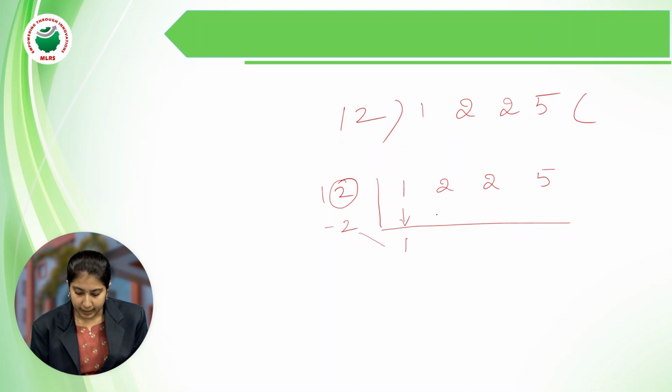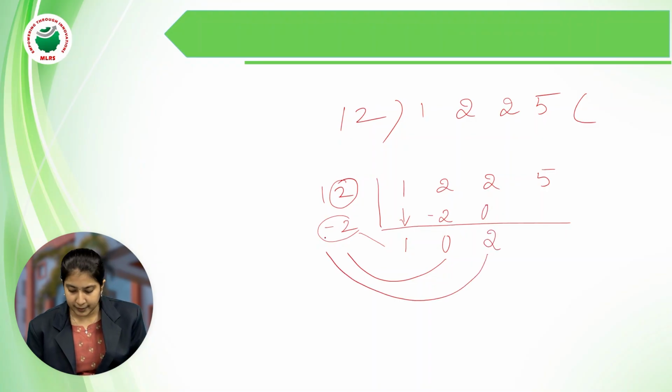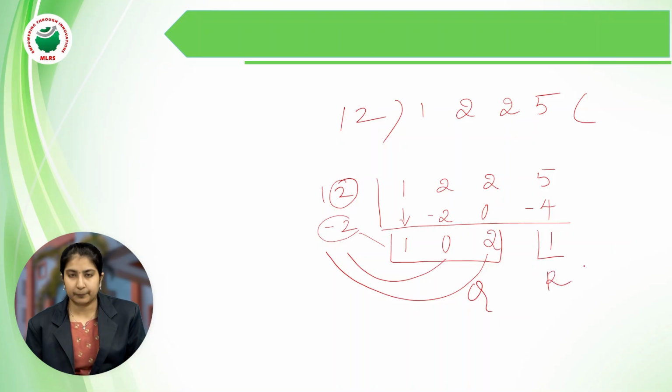Now this is nothing but -2. So you are getting 2 minus 2 is 0. Again 0 will be multiplied with -2, so that is 0, so you are getting 2. Again 2 will be multiplied with -2, that is -4. So the answer here is 1, which means 102 will give you the quotient and 1 will be the remainder. This way you get the quotient and remainder in a simple division method without much solving of the problem.